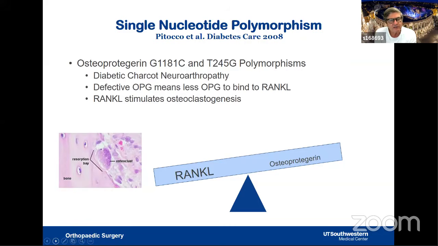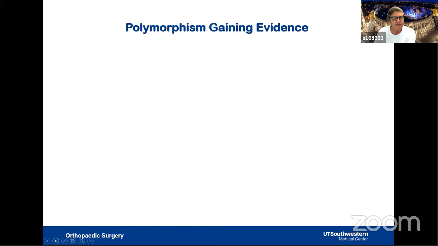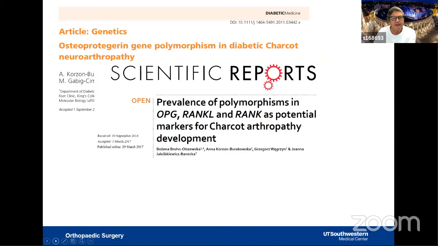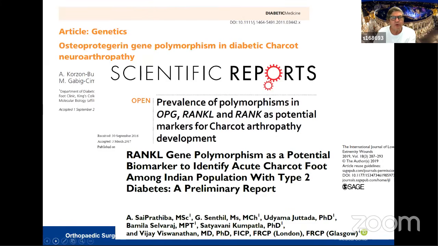So this is an interesting concept. Maybe down the road, when we see these high-risk patients with neuropathy, we can do a blood test someday and say, okay, they've got a polymorphism for OPG, and we need to really protect those patients and identify them. And this is not just in that particular study. This was a study out of Poland, another study out of Czechoslovakia, and finally a study out of India, where they're all looking at polymorphisms in these various genes in patients with Charcot.